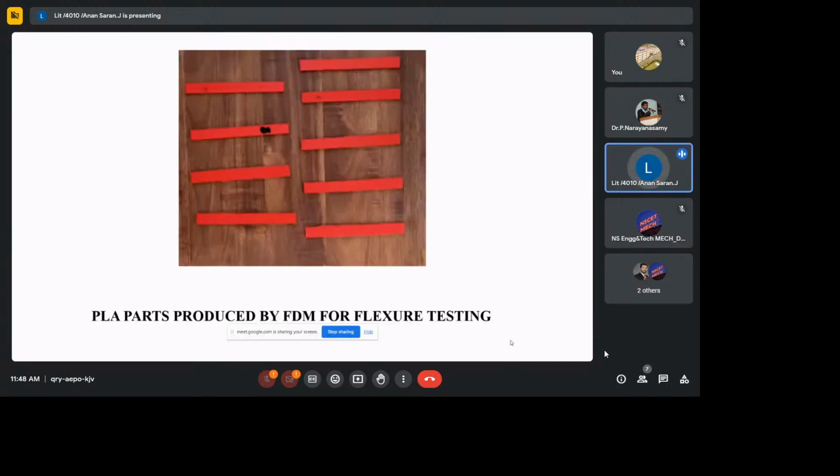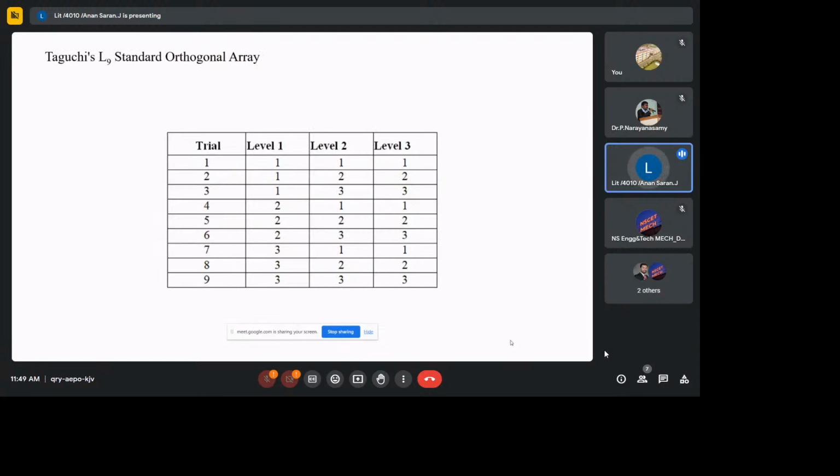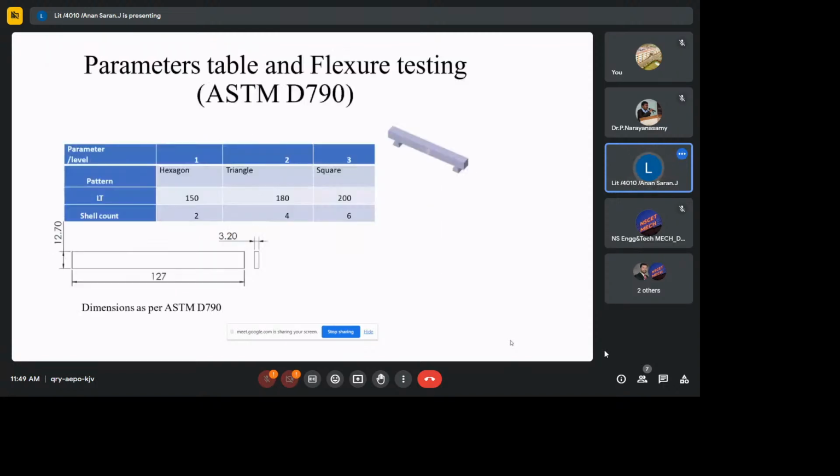And this is our sample set. 9 different types of samples we have made in the lab for the flexural testing, sir. And this is Taguchi's L9, sir. The 9 trials: level 1, level 2, level 3, it goes.